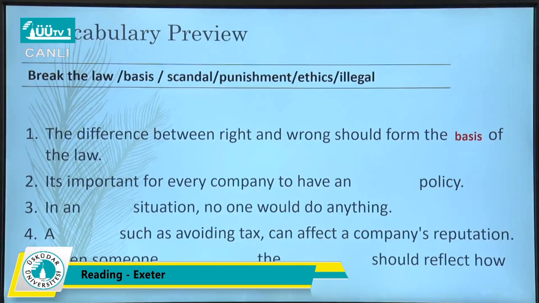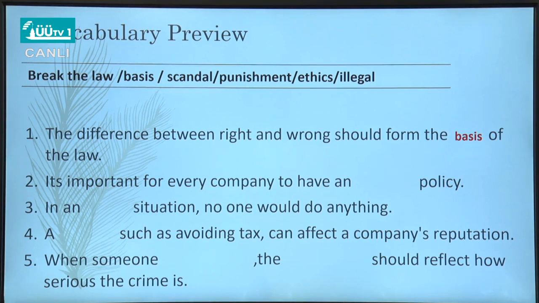So the difference between right and wrong should form the basis of the law, the principles of law. Okay? What about the second one?